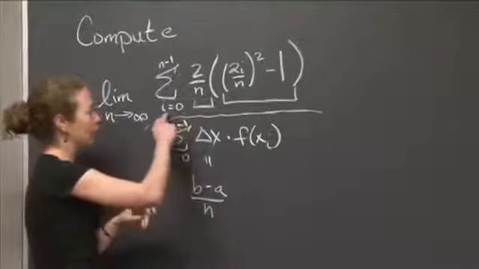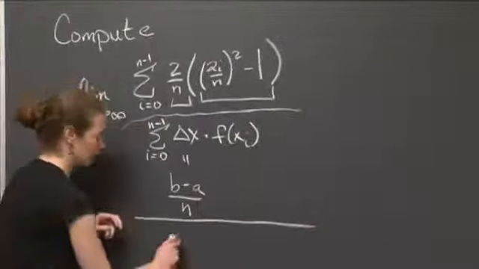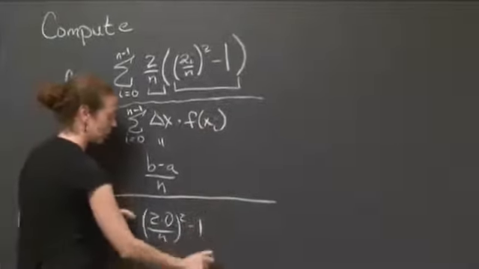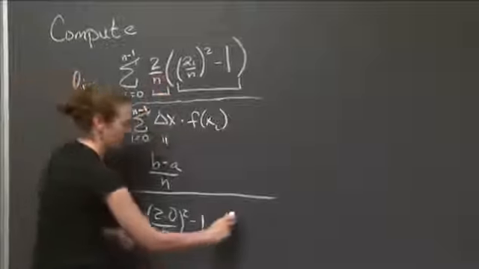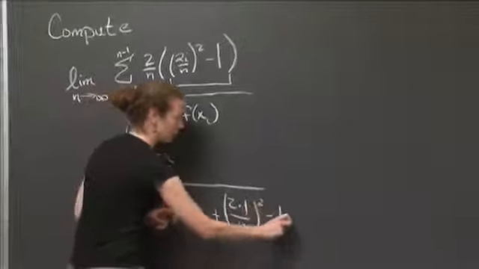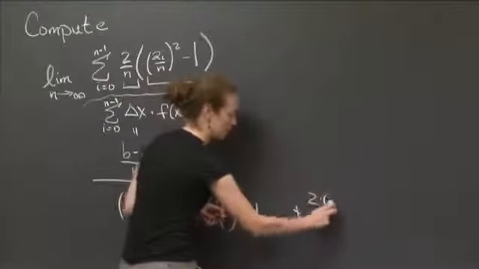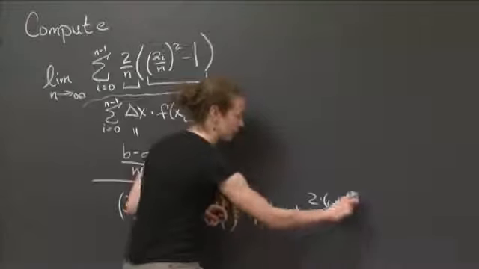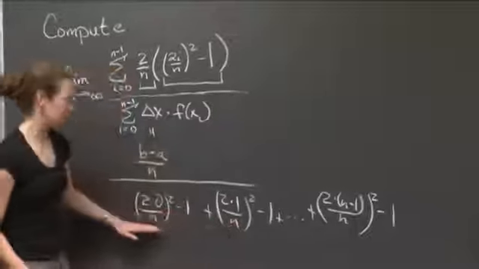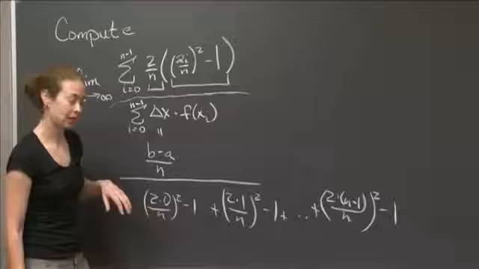Well, when I put in i equals 0, let's put down some of these values. When I put in i equals 0, I get 2 times 0 over n, squared, minus 1. And when I put in i equals 1, I get 2 times 1 over n, squared, minus 1. And I go all the way up to 2 times n minus 1 over n, squared, minus 1. So it's kind of a long sum there, but this is what our sum looks like if I pull out the 2 over n.